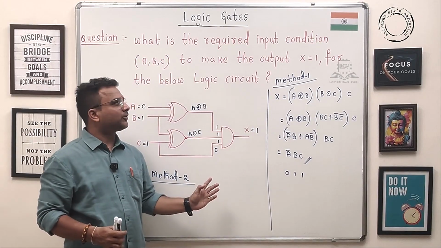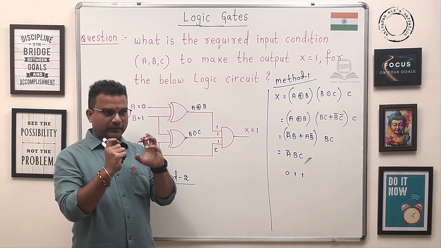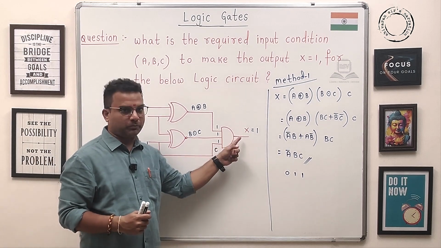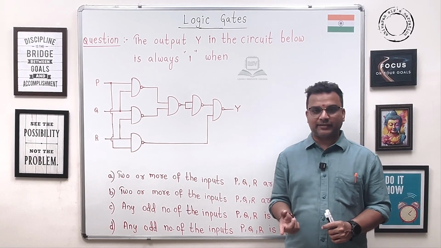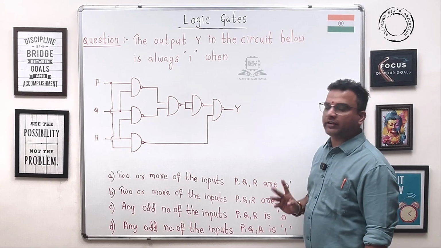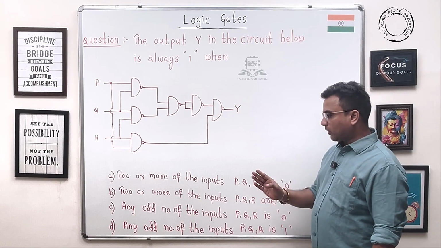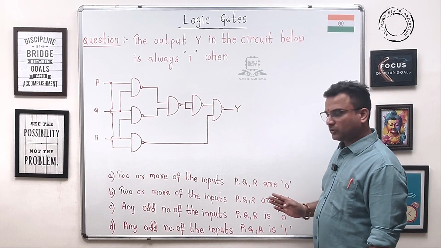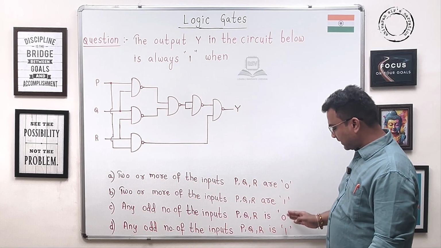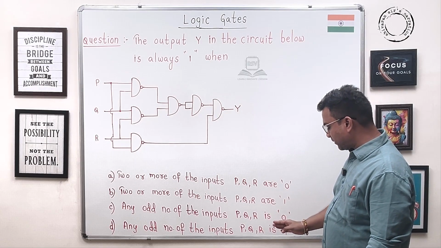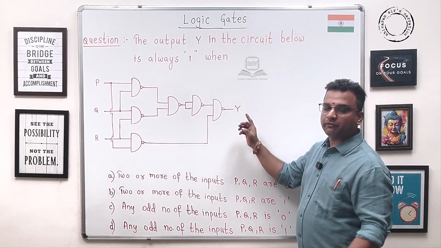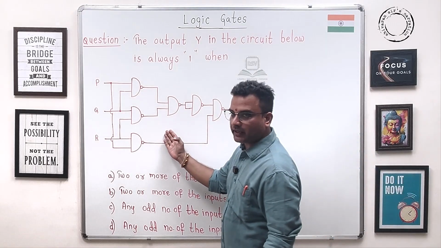Okay guys, this is about the determination of input combinations for a given output. Let's have another design challenge. The output Y in the circuit below is always 1 when 2 or more inputs PQR are 0, 2 or more inputs PQR are 1, any odd number of inputs PQR is 0, or any odd number of the inputs PQR is 1. For which combination will the output be 1 for this design?